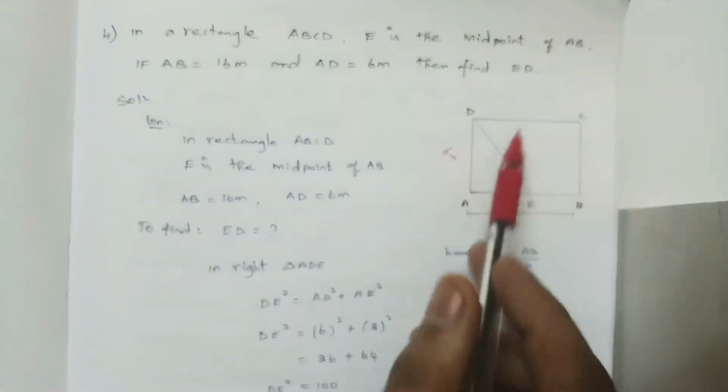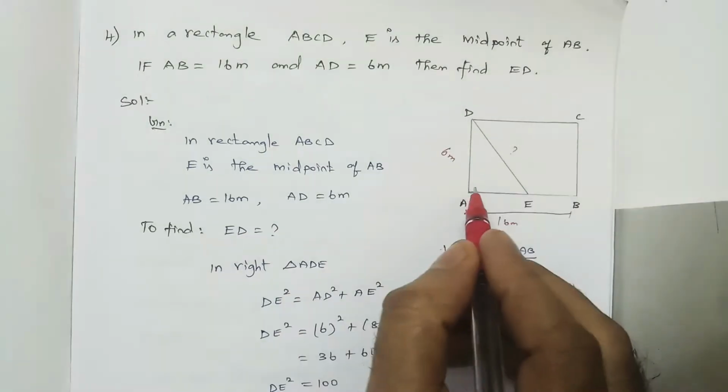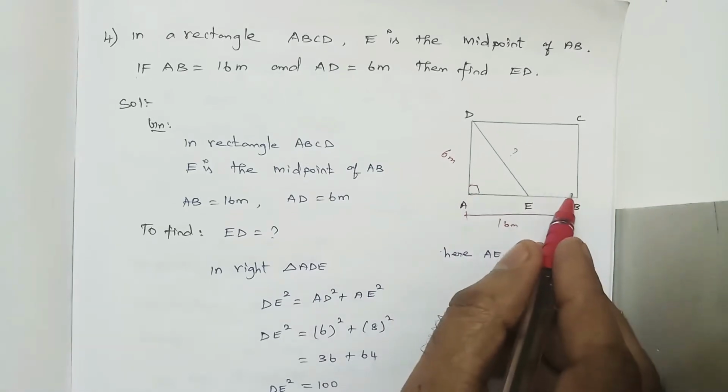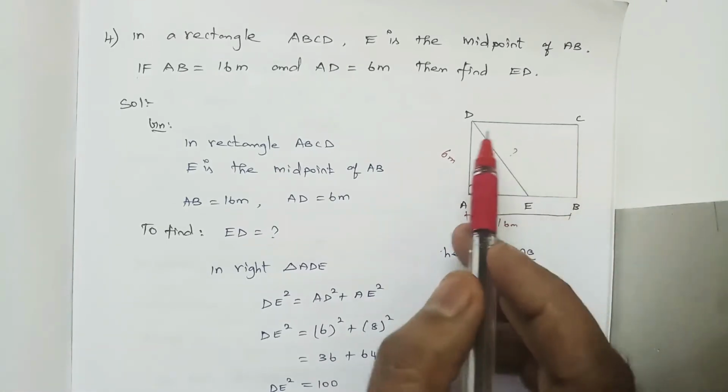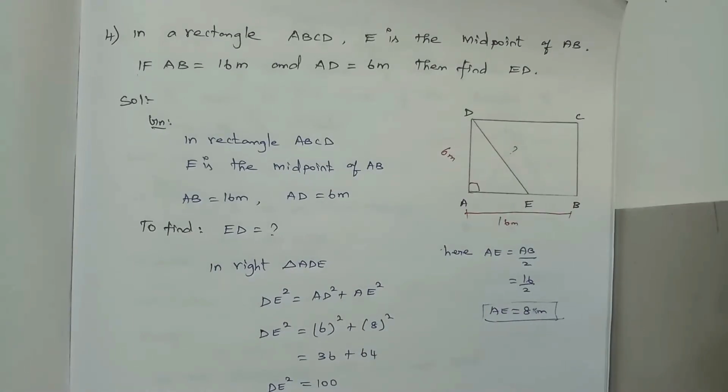See, it is a rectangle. We know the property of a rectangle: all four angles of a rectangle are 90 degrees. Angle A is 90 degrees, angle B is also 90, angle C is also 90, and angle D is also 90. All the four angles are 90 degrees, right?